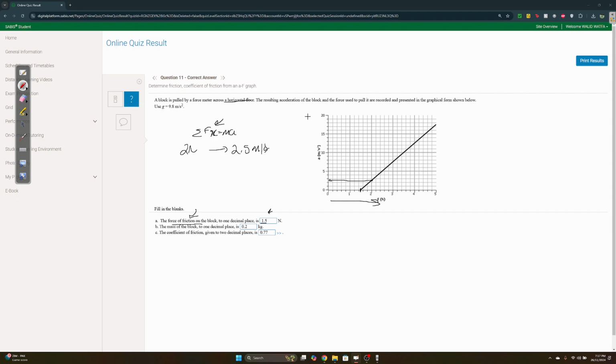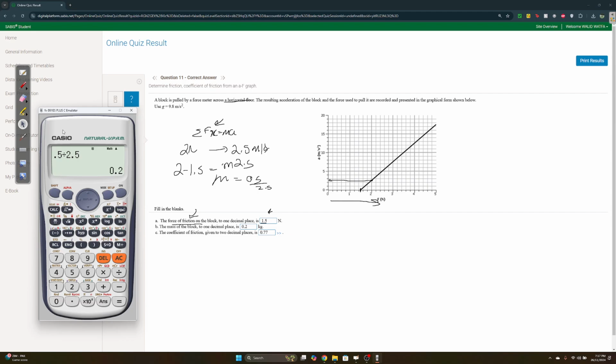If there's no friction, they would tell you smooth floor, and it's fine: you're applying a force, and that force solely gives you the acceleration. But here you have to remember that it's rough, so there is friction. So you have to do 2 minus 1.5 is equal to m times a. M we don't know, a is 2.5. So m is going to be equal to 0.5 over 2.5, which I did in the calculator. I got 0.2.